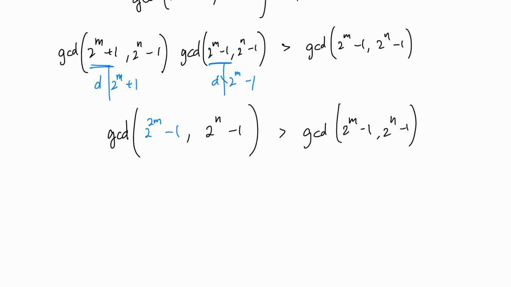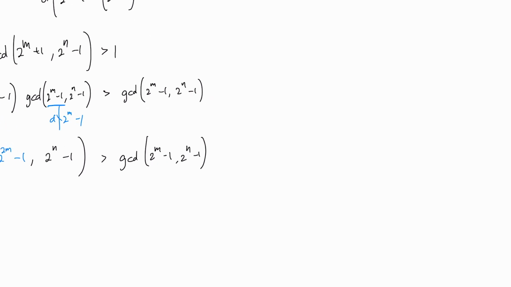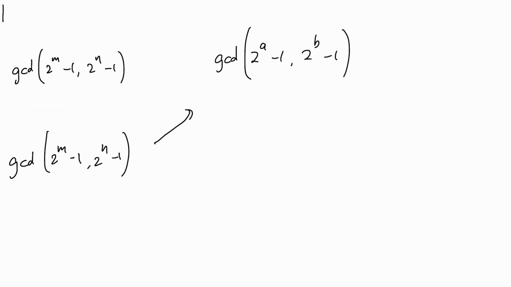Now, let's consider this over here. How can we simplify this a little bit? More generally, what if we have the GCD of 2^a - 1 and 2^b - 1? How can we make that easier? Before we straight up jump in, let's think. What would be a reasonable answer that we should expect?